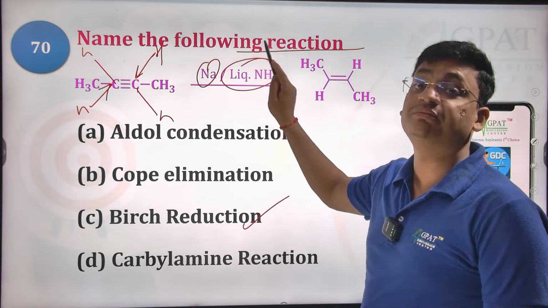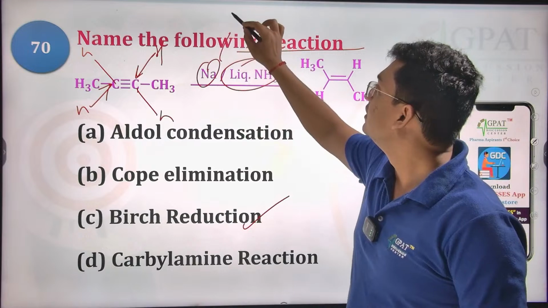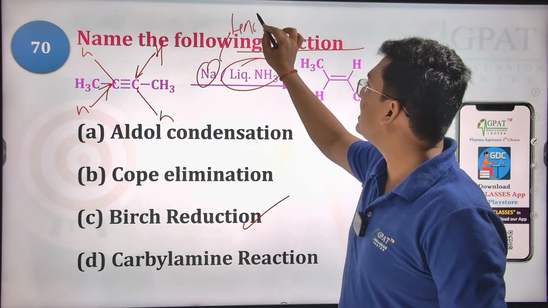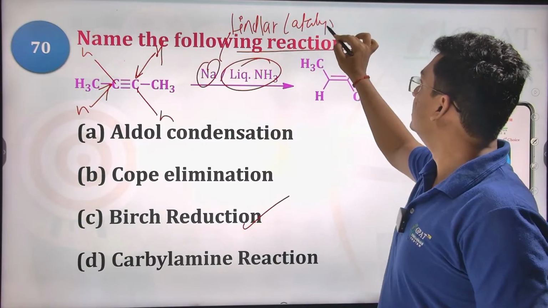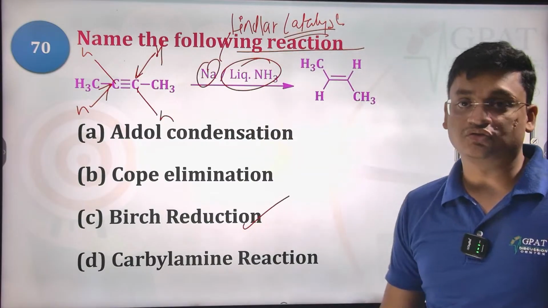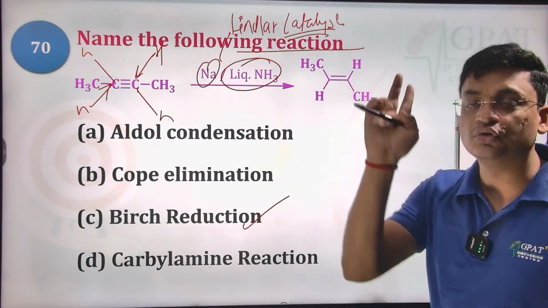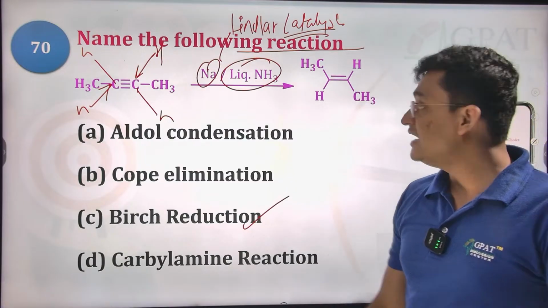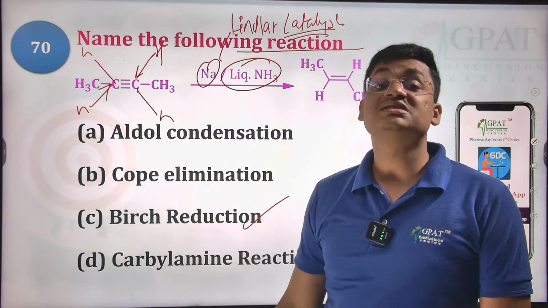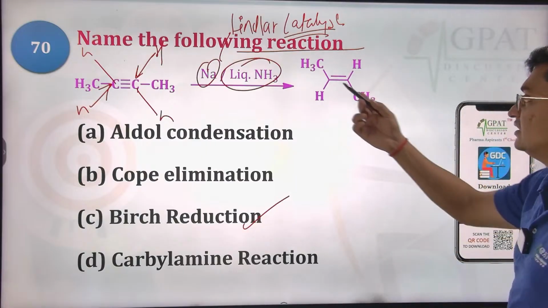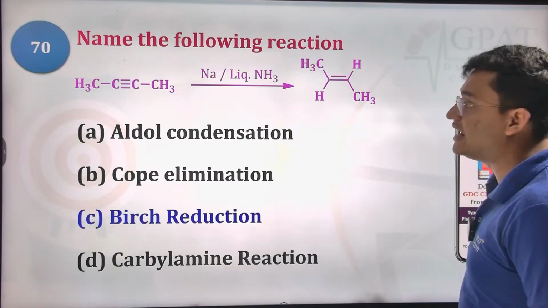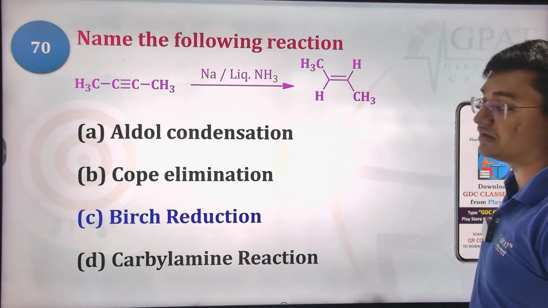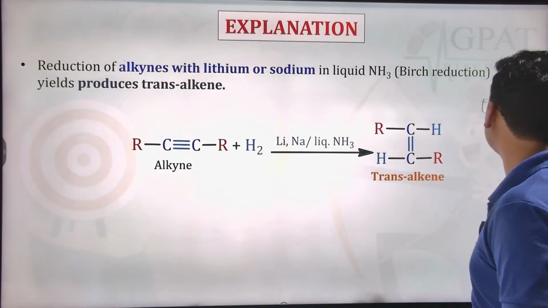If we use platinum poisoned with barium sulfate, like the Lindlar catalyst, then the addition of hydrogens is seen in a cis fashion, both hydrogens adding to the pi bonded carbons in a cis manner. But in the case of sodium or lithium metal in liquid ammonia, it gets addition in a trans manner, and this is known as Birch reduction.